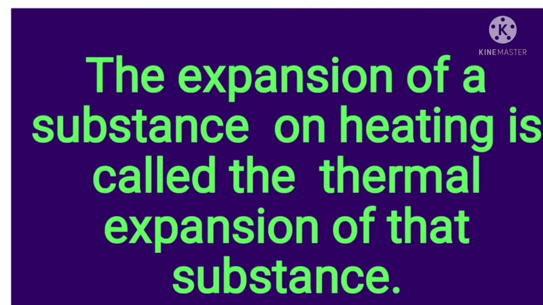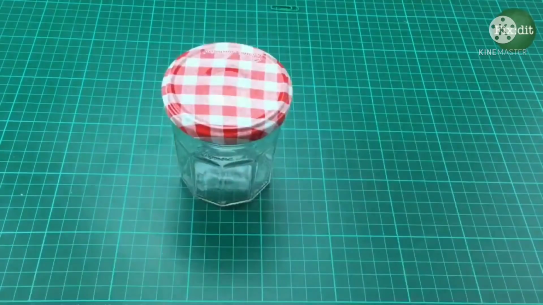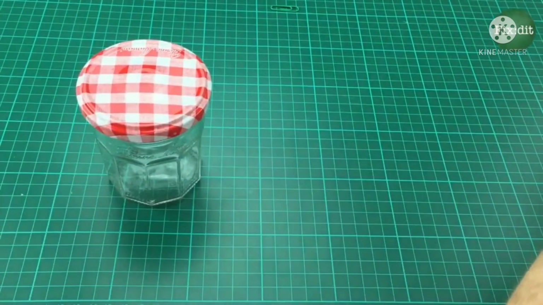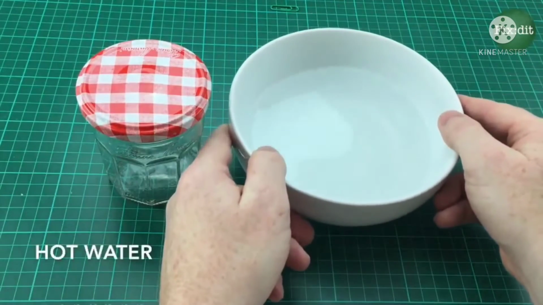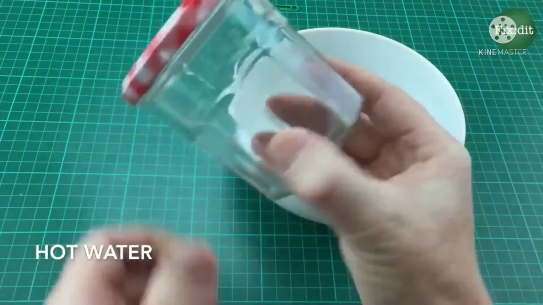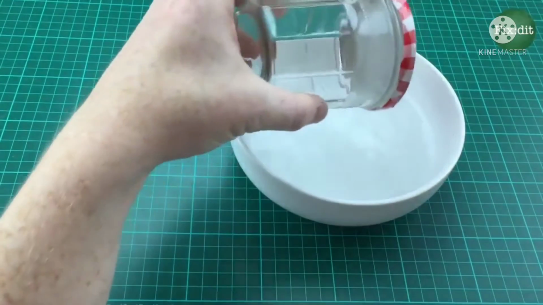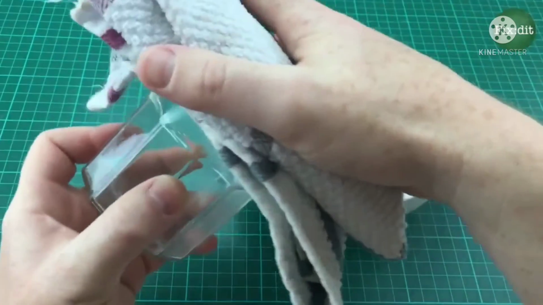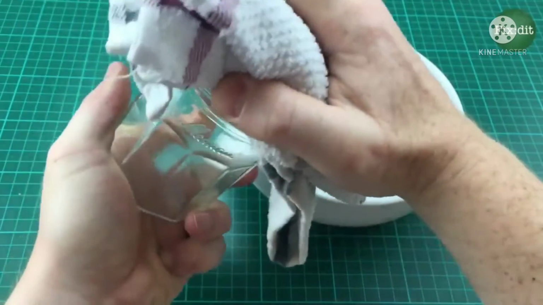A person is trying to open the lid of the jar, but he can't because the lid of the jar is tightly closed. So he dipped the lid of the jar into the hot water for a minute. The jar is opened easily. Do you know the reason?